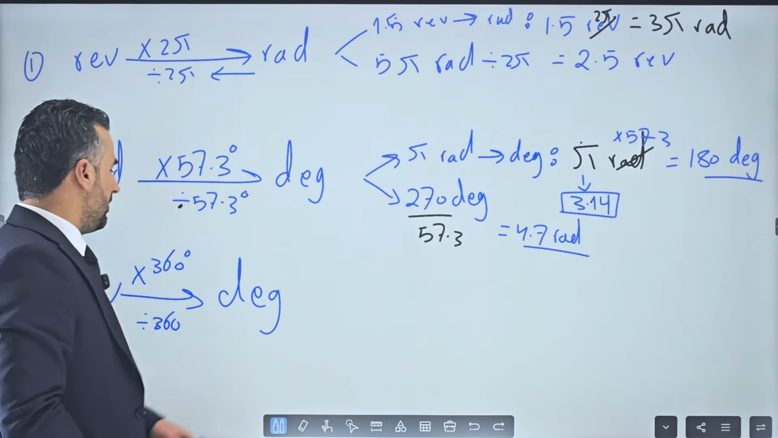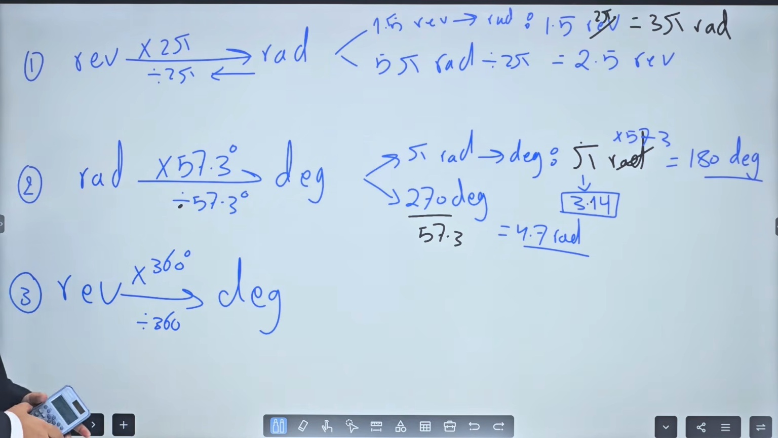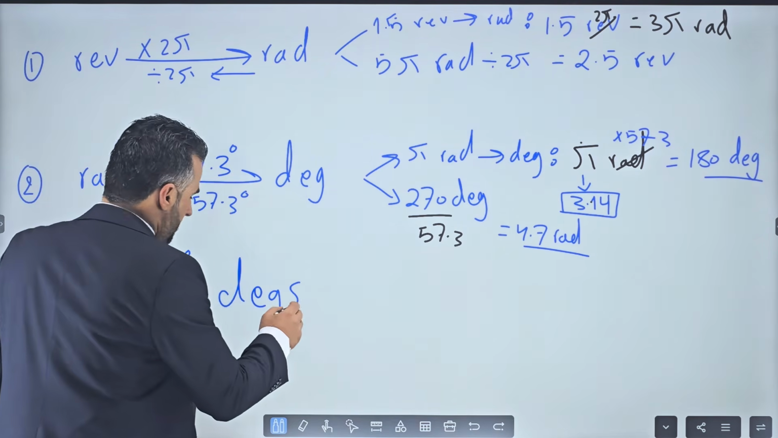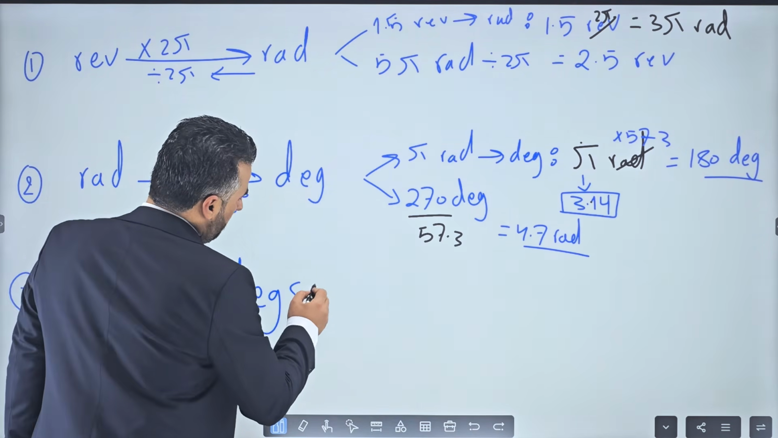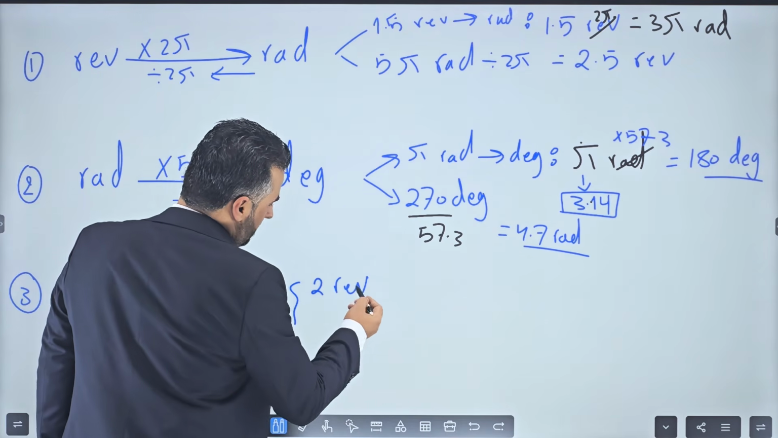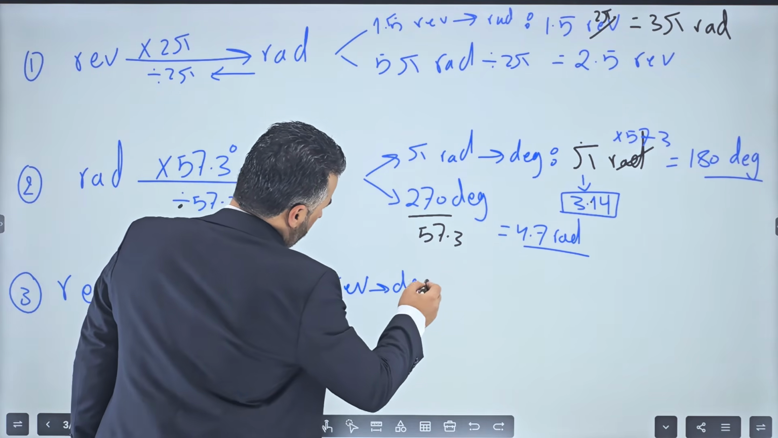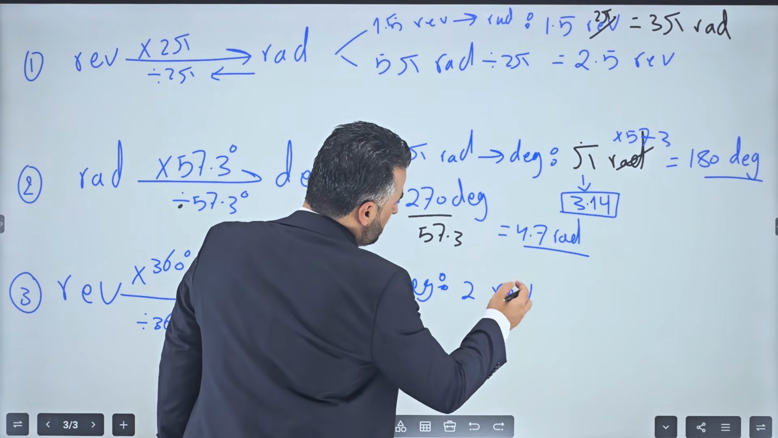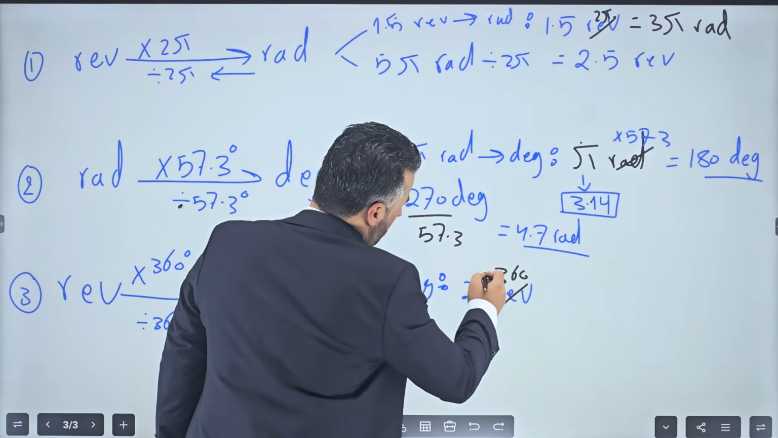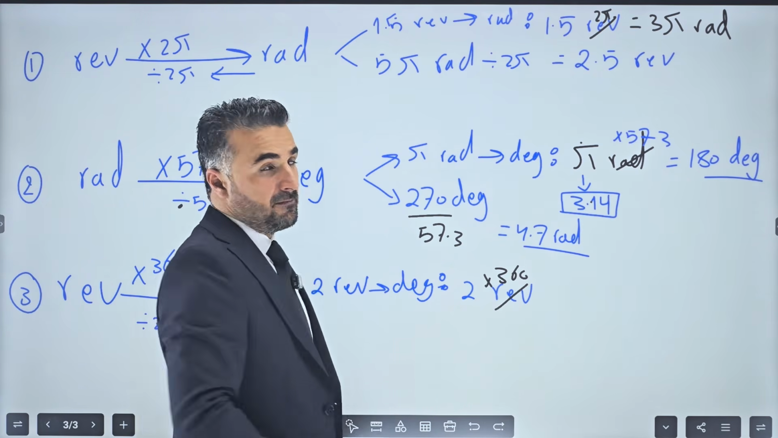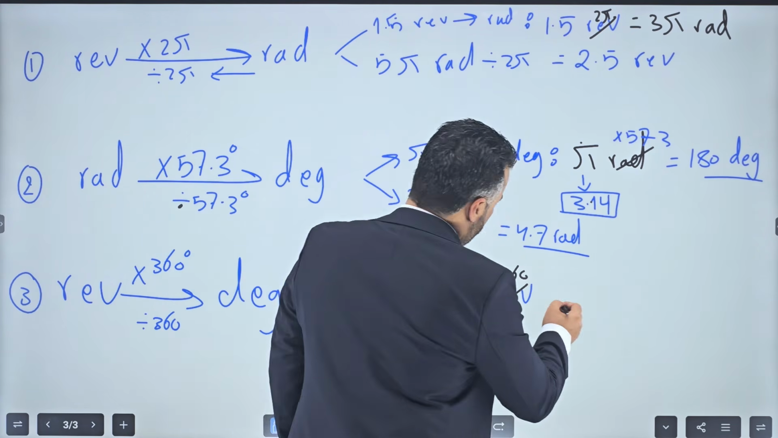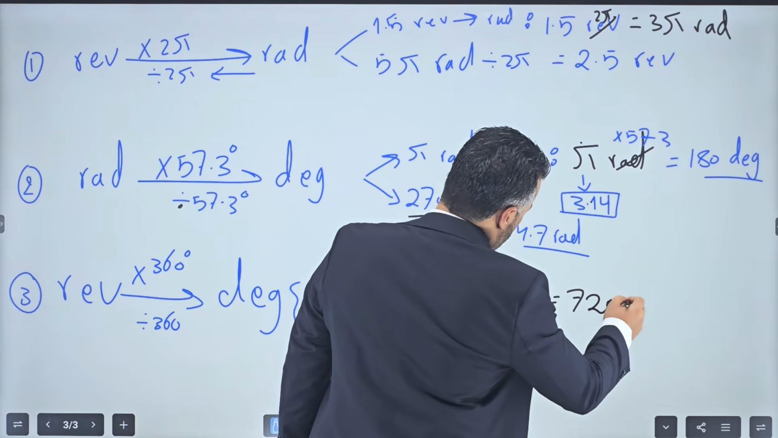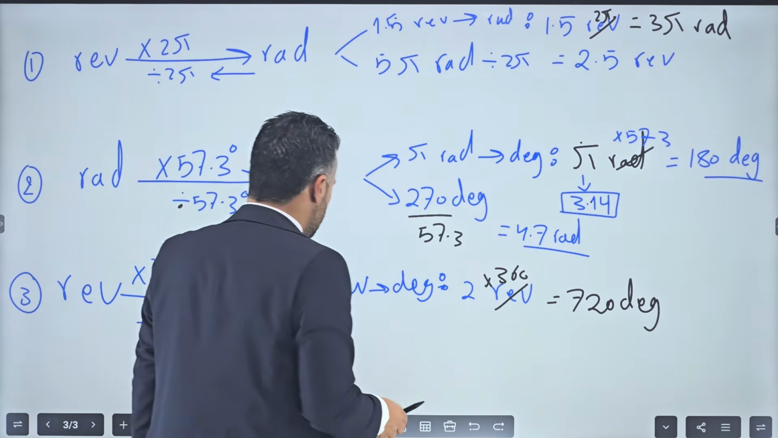See, that's simple here. Can we do the same thing here? Yes. Let's make this one quick. Let's say we have 2 rev. We want to convert this one to degrees. So remember, every rev is 360. So instead of this, you could just multiply 2 times 360. Correct? That is 720 degrees. That's it.